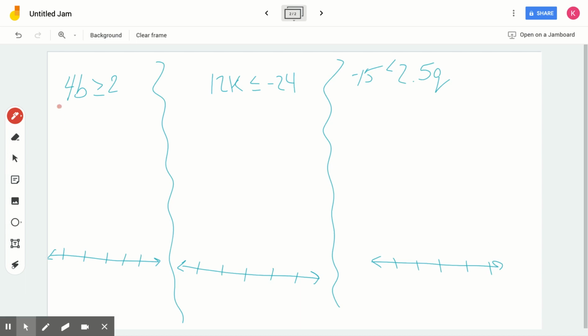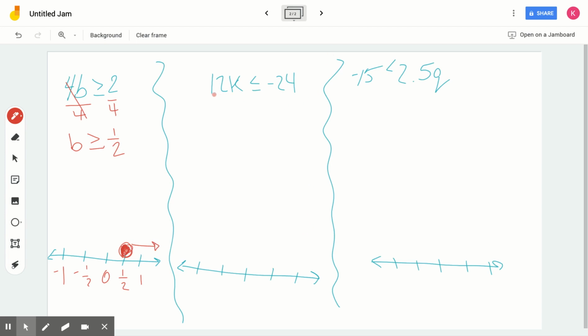Okay, now looking at numbers 4 through 6, 4 and b are being multiplied. The opposite of multiplying is dividing, so we can divide by 4 on both sides. So we have b is greater than or equal to 2/4, which is equal to 1/2. So when we go to label our number line, we're going to use a closed circle since it can be greater than or equal to, and greater than shades to the right.